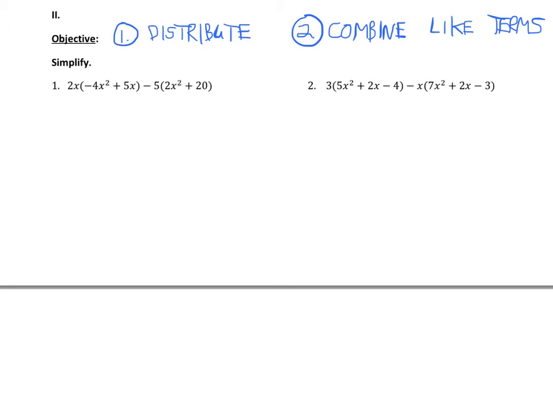Alright, this is going to be a very brief video. We're going to finish up 8.2. This is going to be a combination of what we learned so far in the first two sections. Now, for the objective, you can take down these two steps.